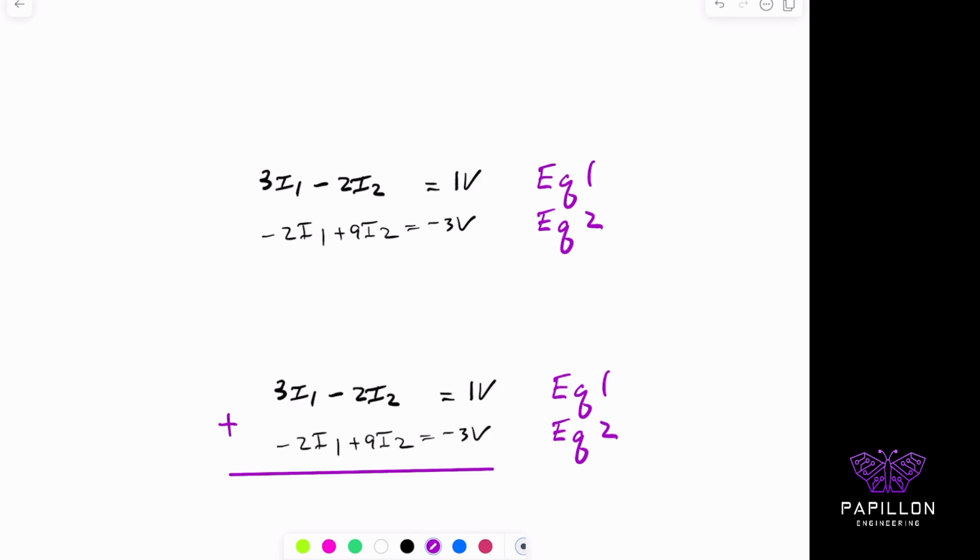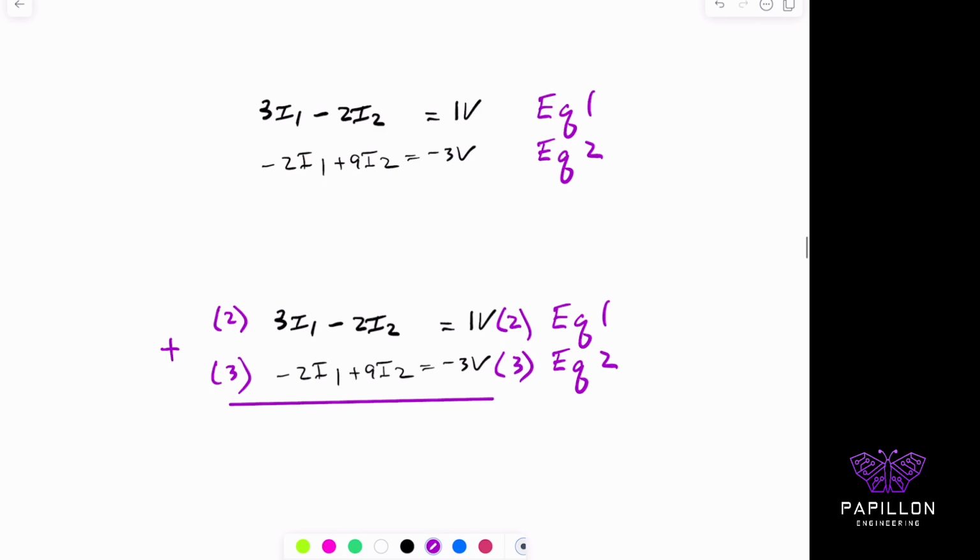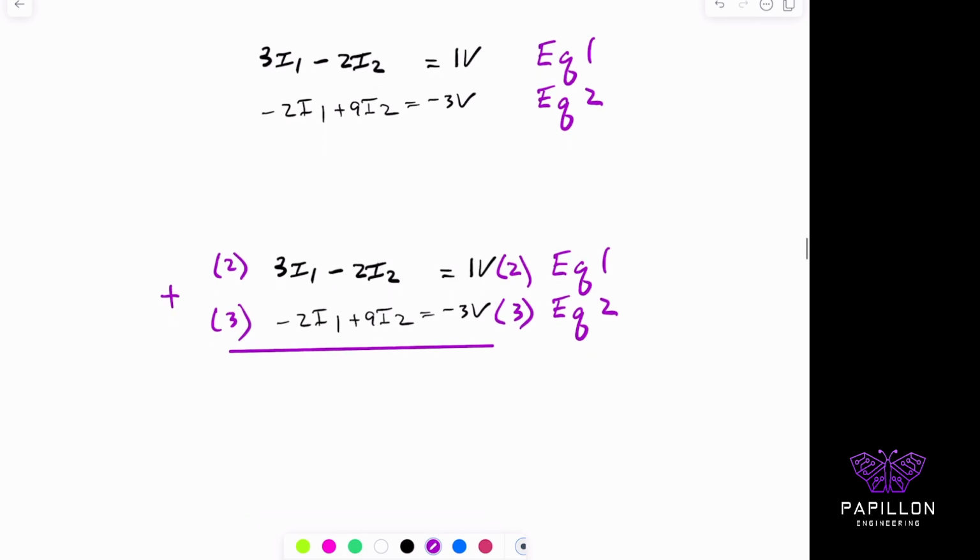So let's say I try to eliminate the I1 first. If I try to remove the I1, I can do the following. I can use any math technique, but this one might make sense. Multiply the first one by 2, 2 on the left, 2 on the right. Then I multiply the second equation by 3, 3 on the left, 3 on the right. And that hopefully brings me down to something nice and simple.